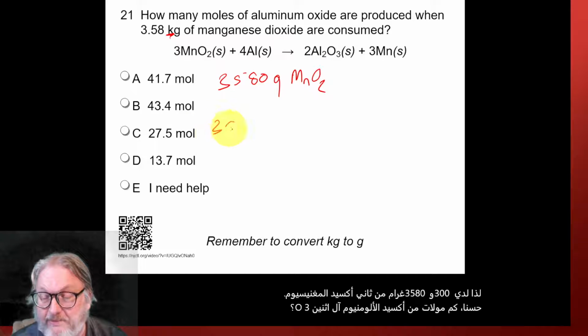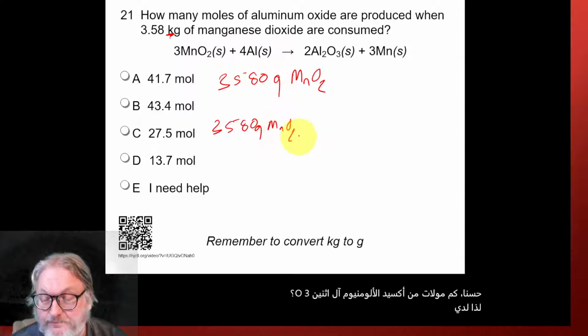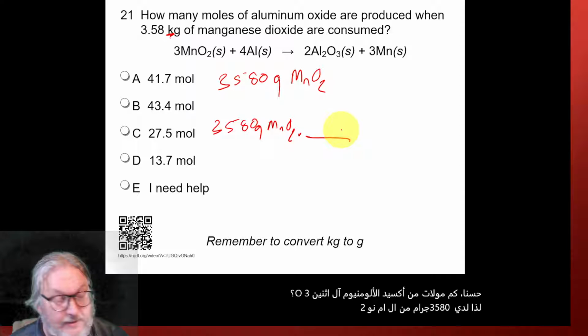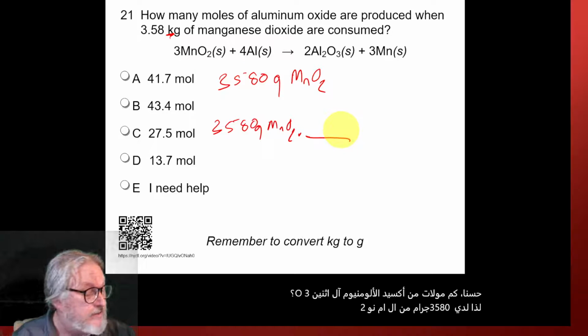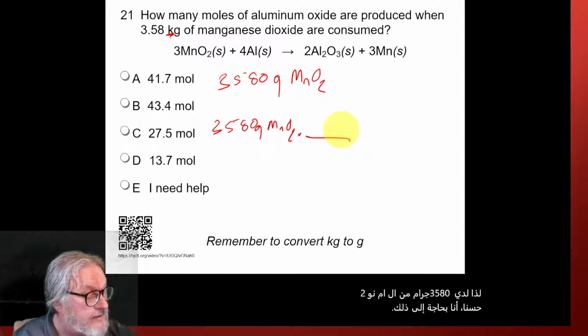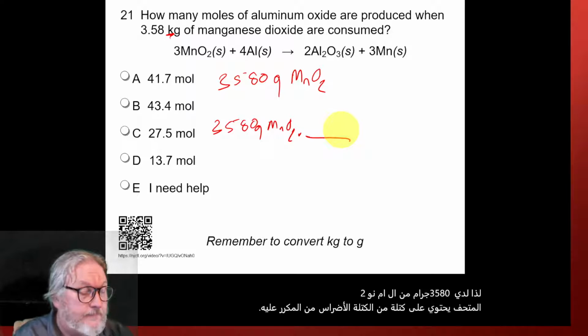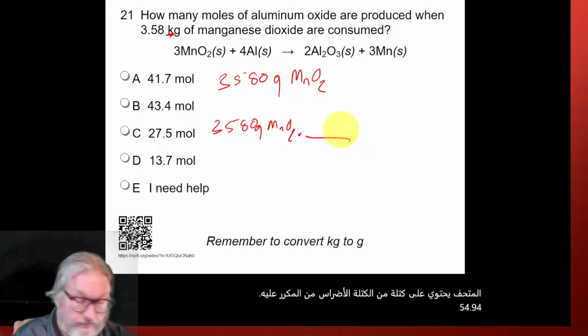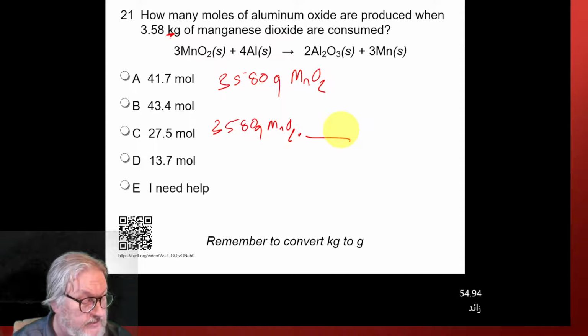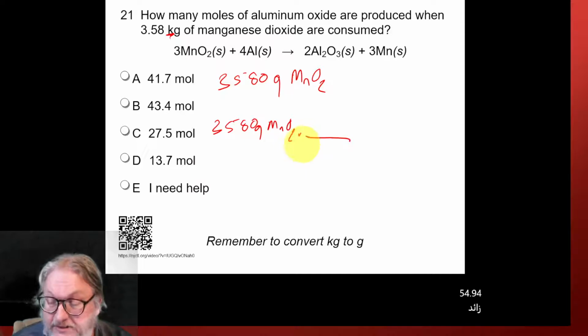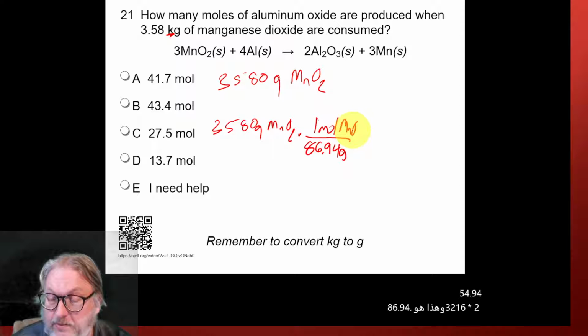So I've got 3,580 grams of MnO2. All right, I need to, magnesium has a molar mass of, we find it, 54.94 plus 32, 16 times 2, that's 86.94 grams for every 1 mole of MnO2.